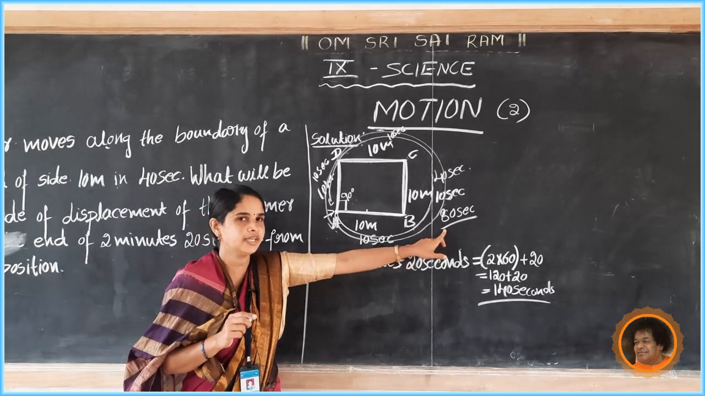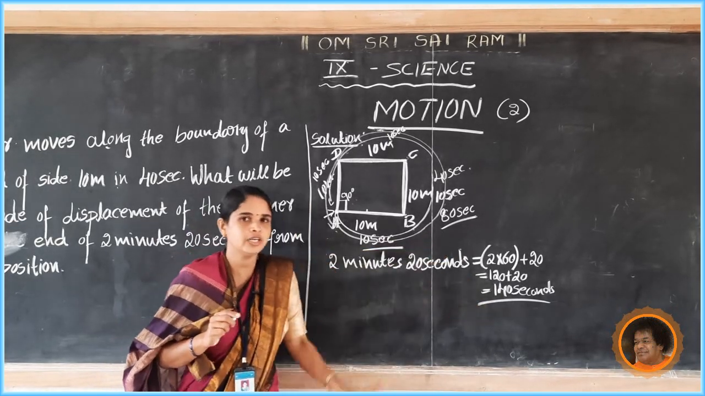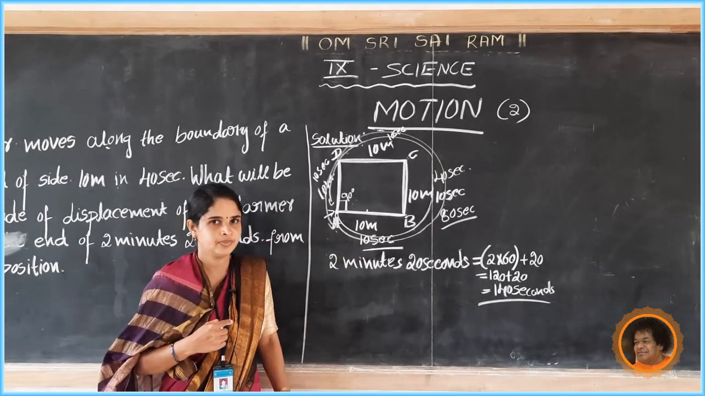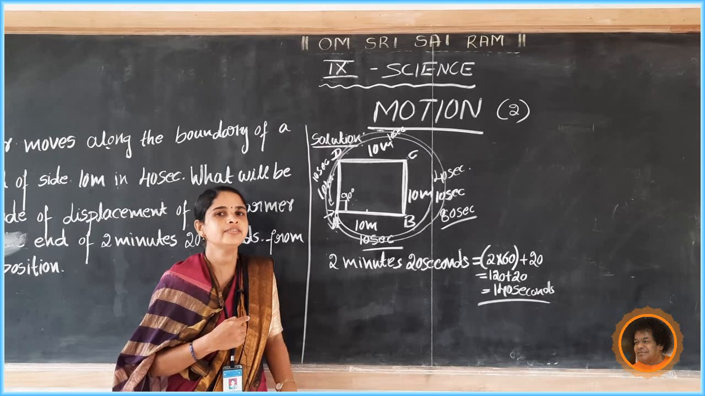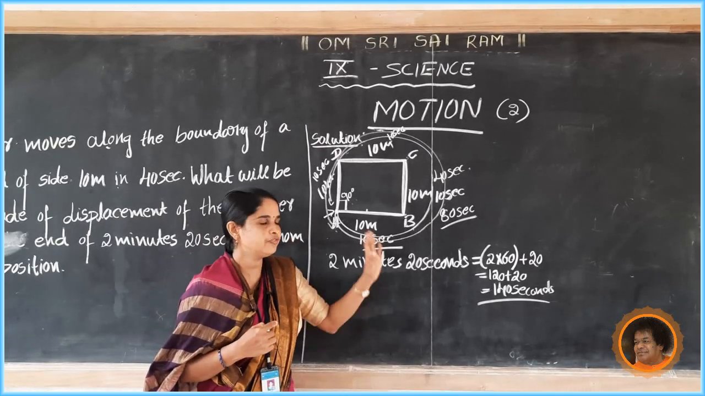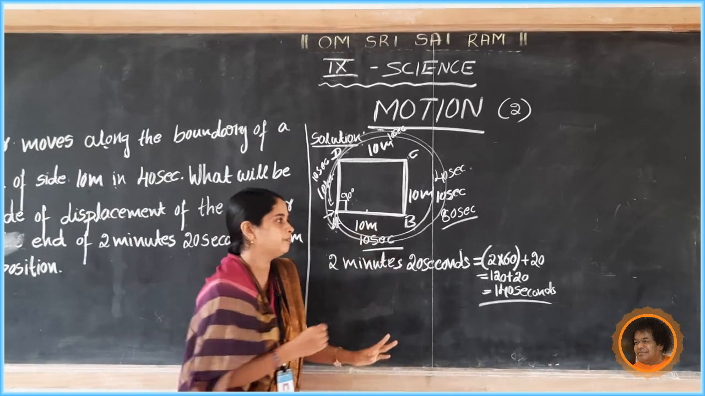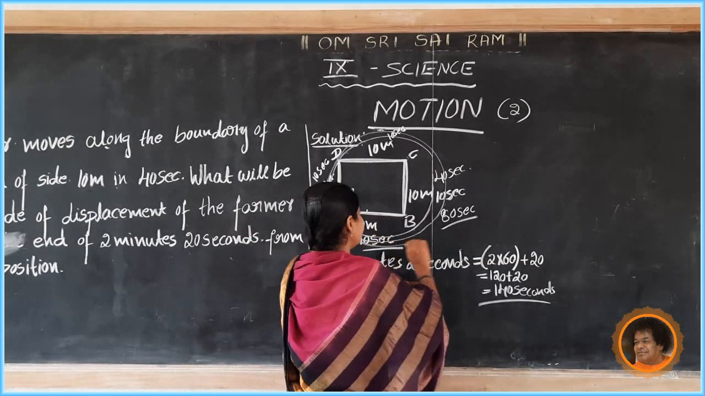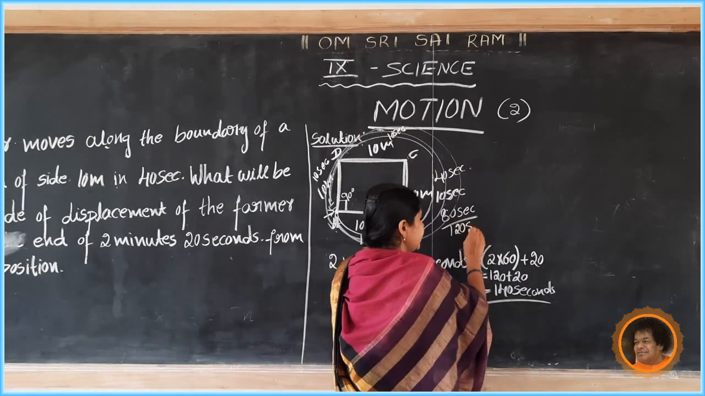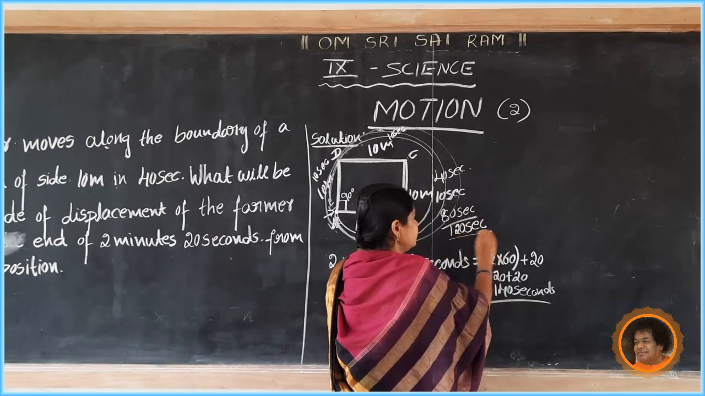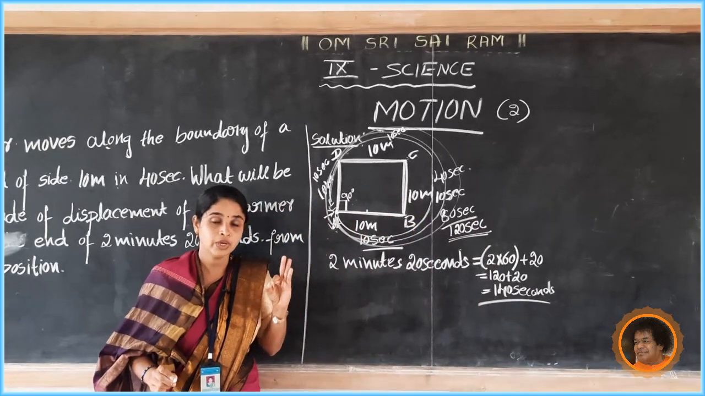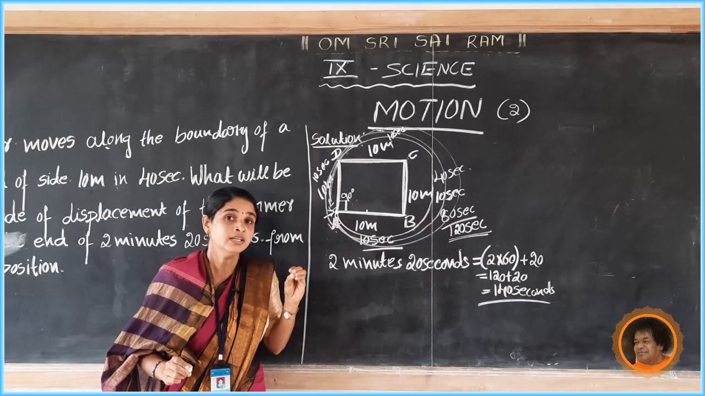Okay, here 80 seconds, but here 140 seconds are given. Next, in the next 40 seconds, he completes the third round. That means how many? 40 plus 40 plus 40, in 120 seconds. In 120 seconds, he completes his third round.